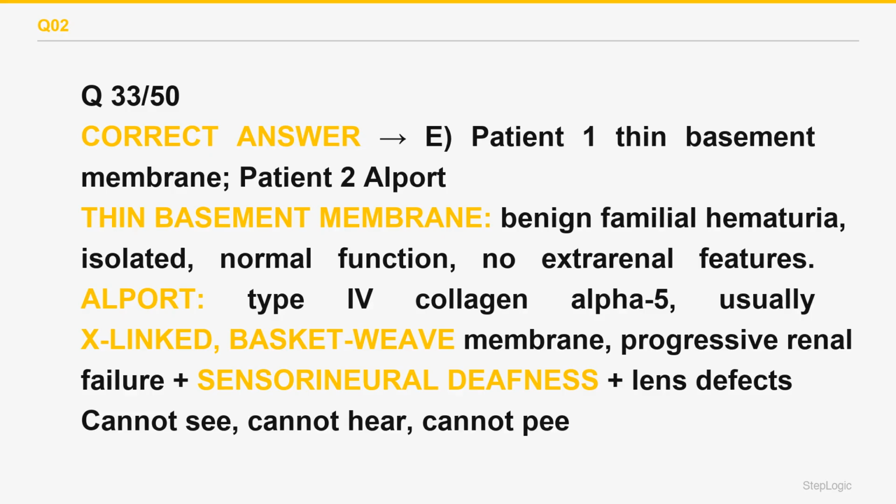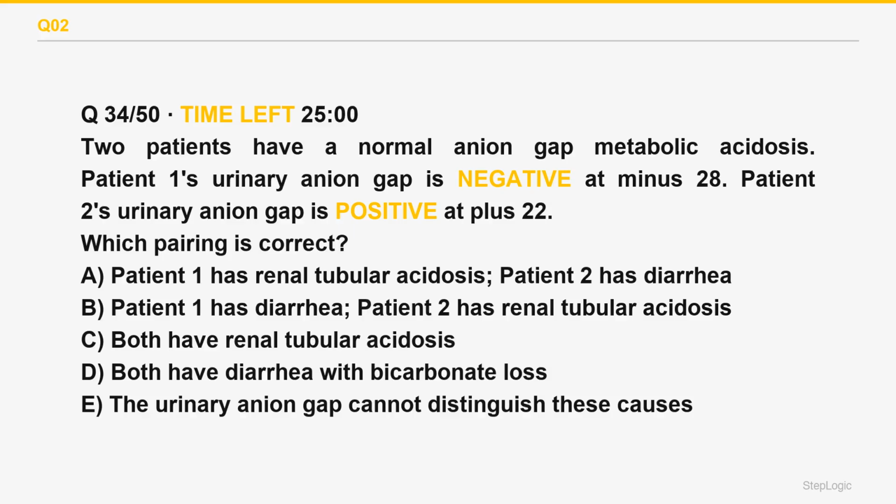If you see familial hematuria, the presence or absence of deafness decides between the two. Which pairing is correct? Two patients have a normal anion gap metabolic acidosis. Patient 1's urinary anion gap is negative at -28. Patient 2's urinary anion gap is positive at +22. Read the command. Which pairing is correct?